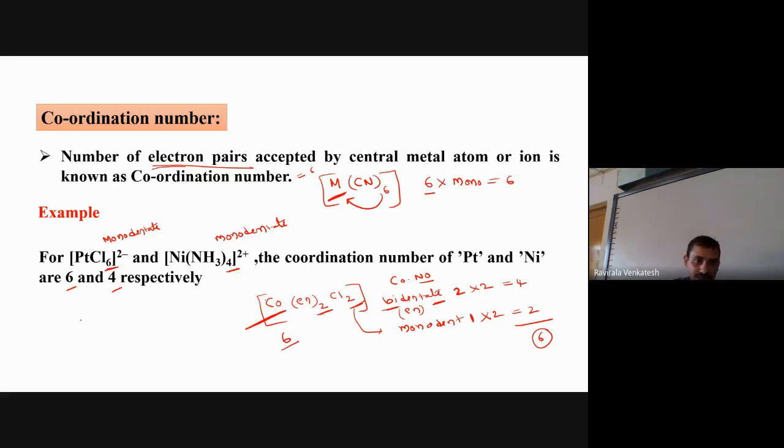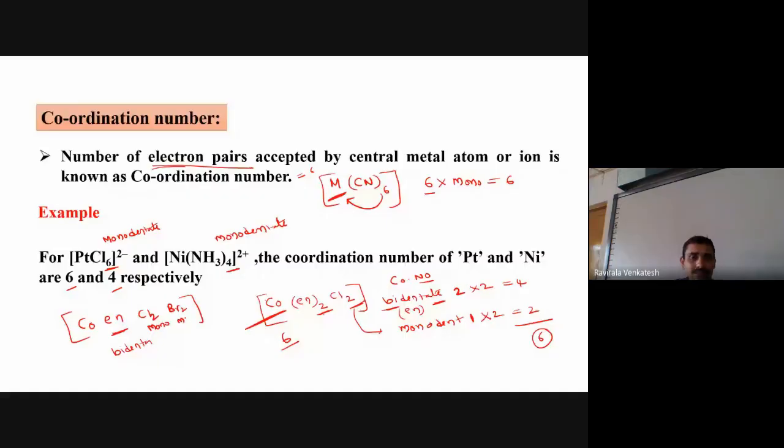For example, if I write cobalt, then take ethylene diamine 1 time, take Cl2, take Br2 like this. Now, how do we find the coordination number? Ethylene diamine, again, is a bidentate. This is also monodentate. For bidentate, the denticity is equal to 2. How many are there? Only 1. Therefore, we get 2 here. For mono ligands, the denticity is equal to 1. How many are there? 2. You get 2 here.